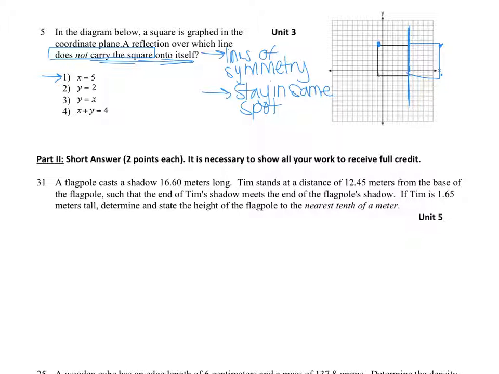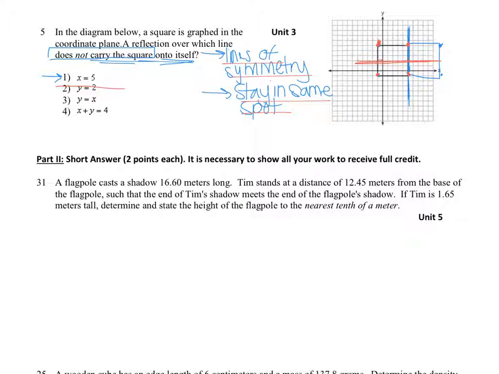Choice 2 says y equals 2. So I go up to where y is 2 and I draw my line. If I look at my points that I looked at the last time, this point would be 3 away from the line, so I'd go 3 beyond it, and I would map exactly onto the other point we looked at. This one is 3 away as well from the line, so I go 3 beyond, meaning the square is staying in the same spot, and this is a line of symmetry.